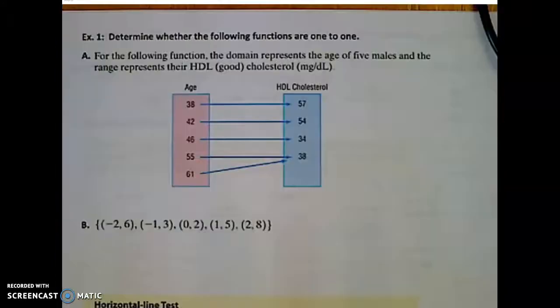Alright, thanks for looking. As we continue, just a couple more examples, and your homework today has a little review on some composition of functions also, in case you breeze through this quickly.